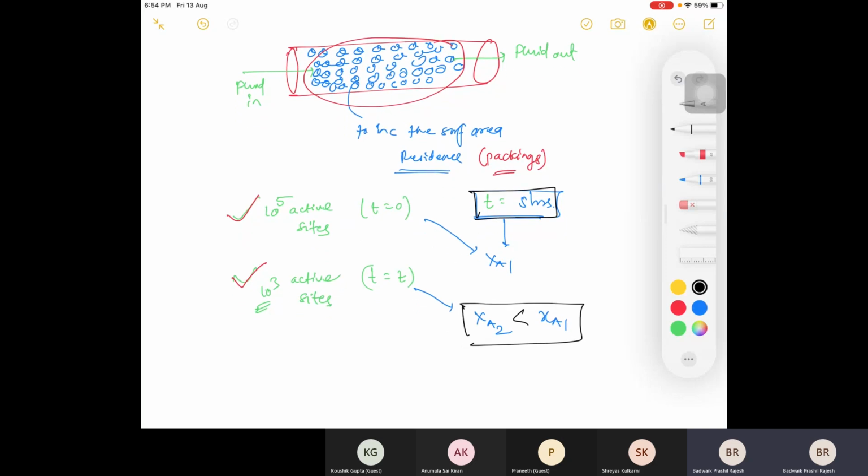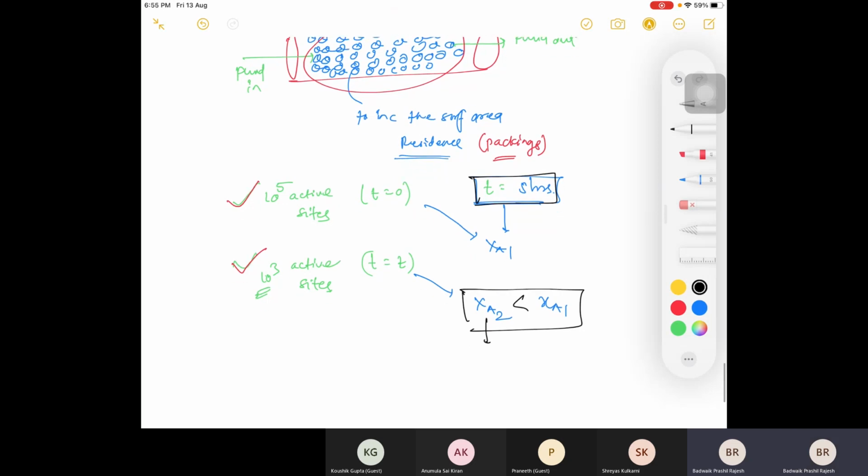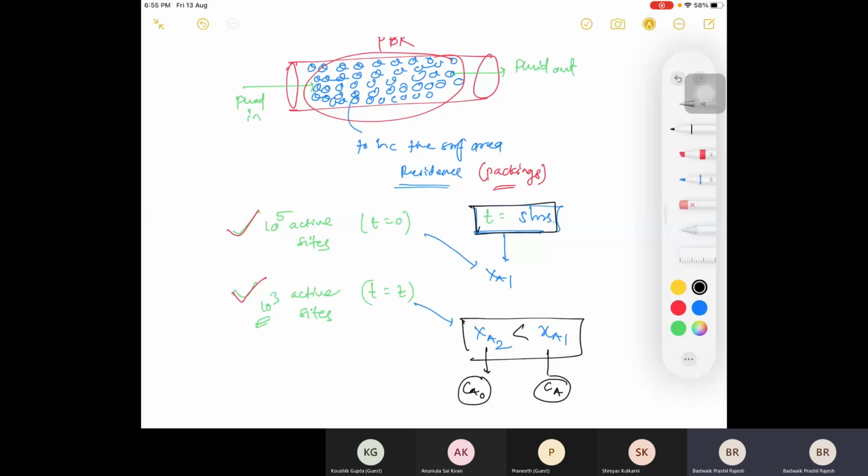Now tell me, suppose I want to have the same conversion. In conversion, what am I measuring, what is my input concentration and what is my output concentration? So tell me, if the number of active sites is decreasing by this factor, in order to increase the conversion, in order to have high efficiency, what should I do here? Should I decrease the flow rate or increase?